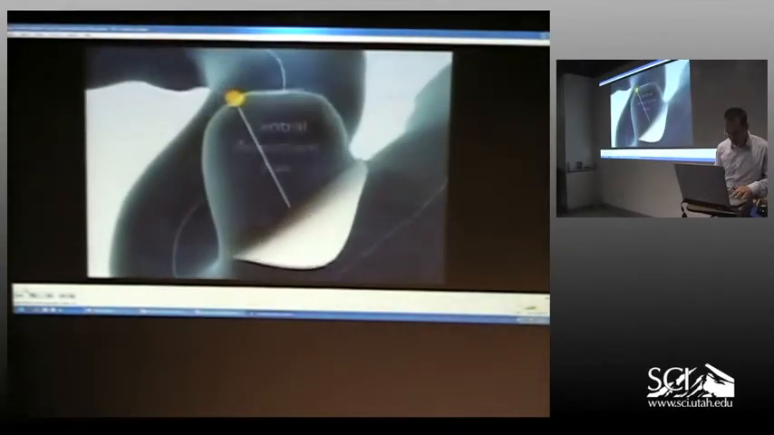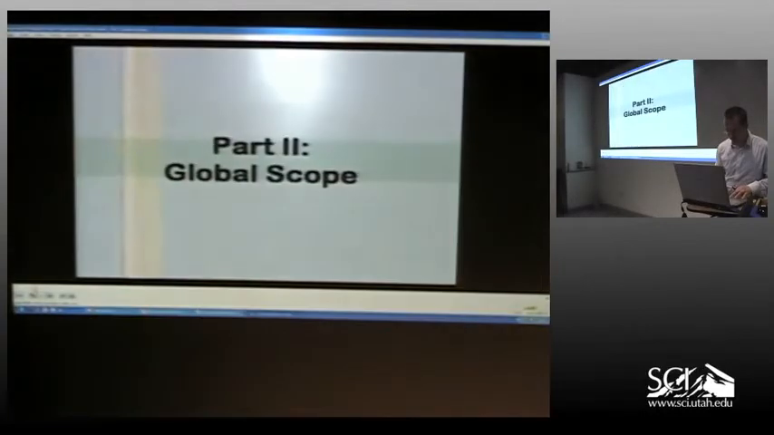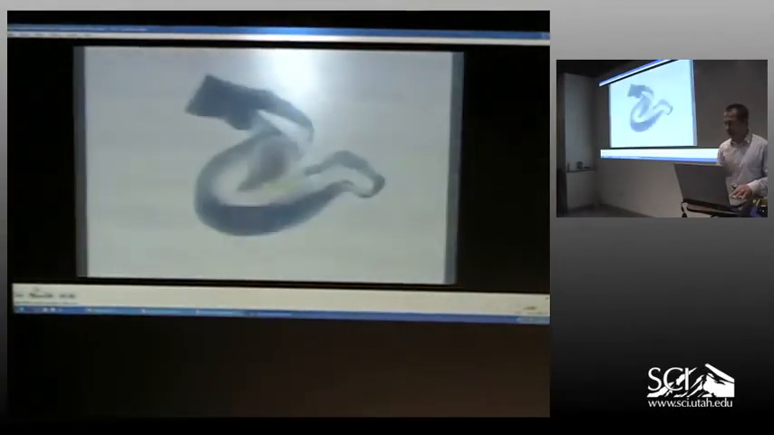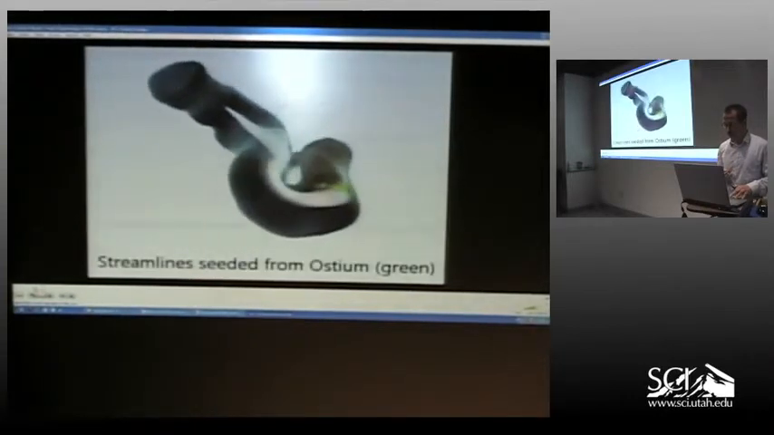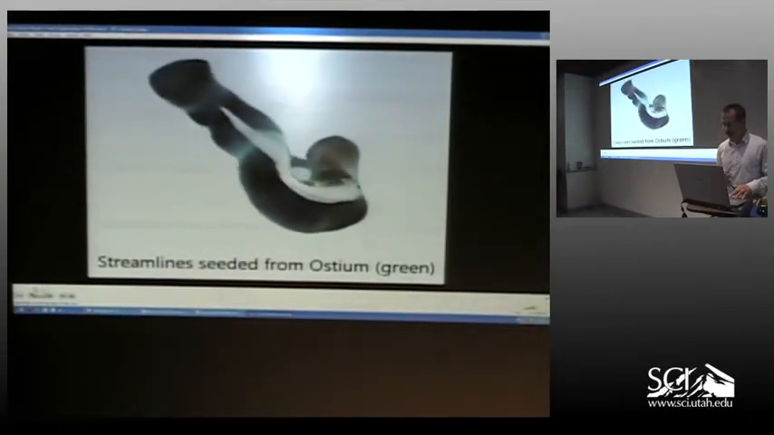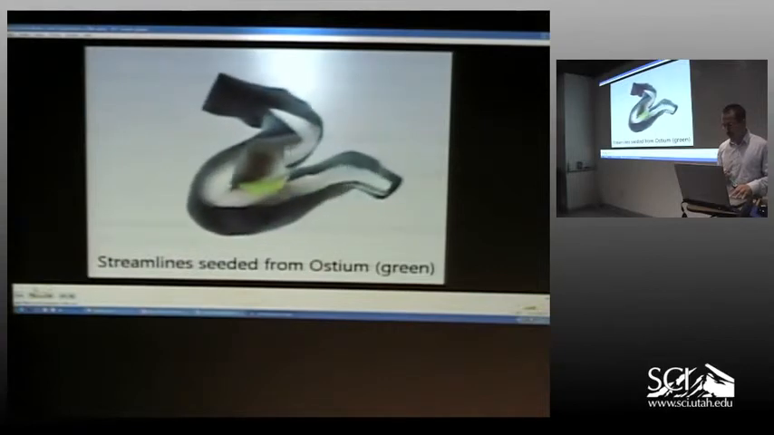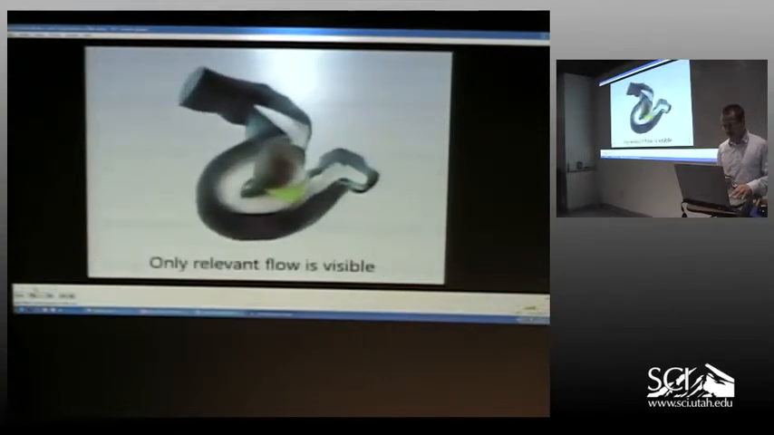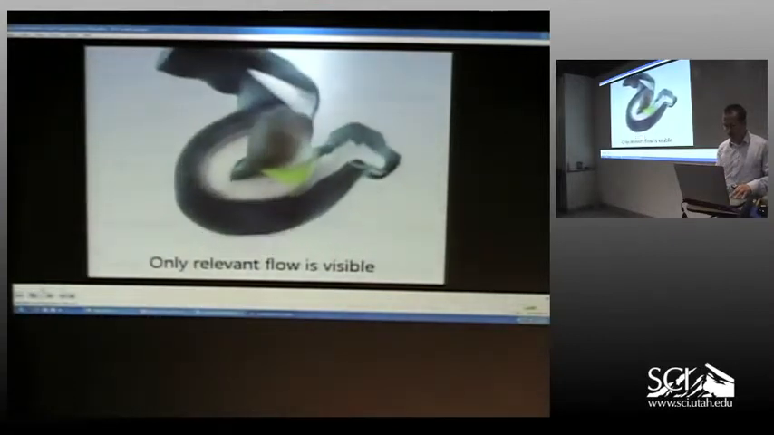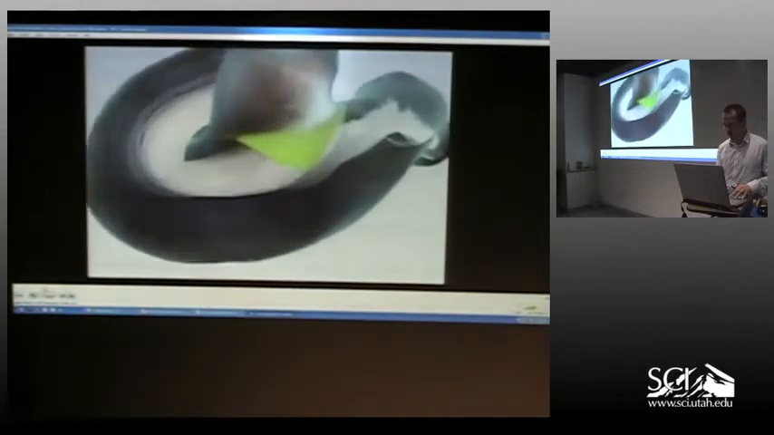Skip a bit. And the exploration is actually performed in different scopes, 3 different scopes, but in all cases the streamlines are seeded from the ostium plane because that is important. So other flow features would simply be not drawn at all.